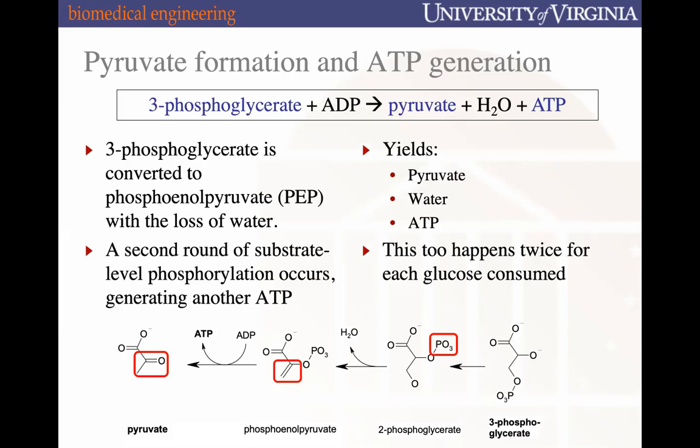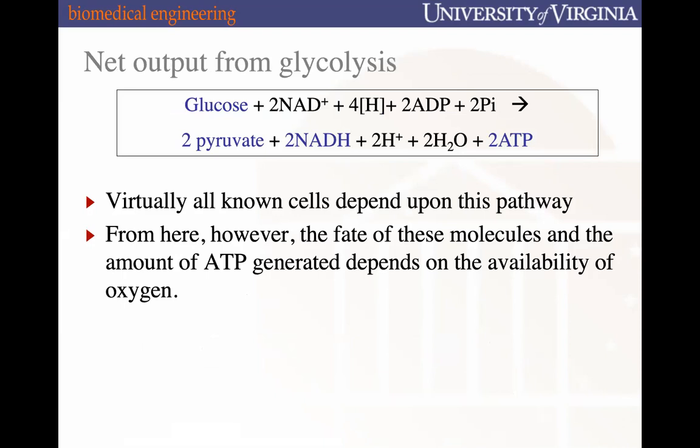consume. And so the net output from glycolysis so far, for each glucose, is netting 2 ATPs, 2 pyruvates, and 2 NADHs. This is important to know. Virtually every single cell relies on this pathway. Glycolysis is incredibly important for prokaryotes and eukaryotes.